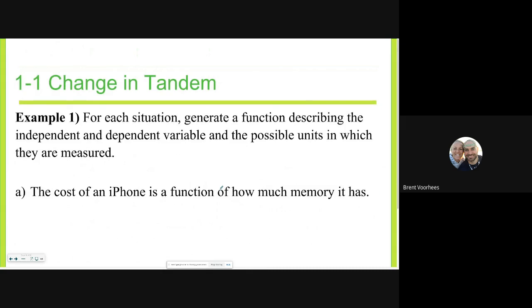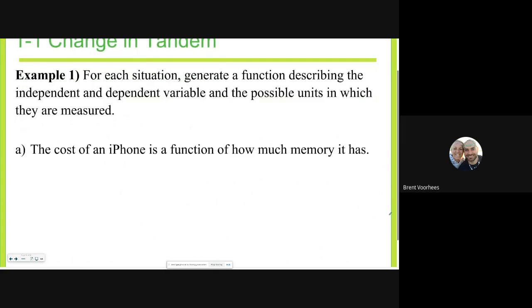So example one. For each situation, generate a function describing the independent and dependent variable and the possible units in which they are measured. Okay, here is our first example. Example 1A. The cost of an iPhone is a function of how much memory it has. Now, my first question for you is, identify what are the two variables here?